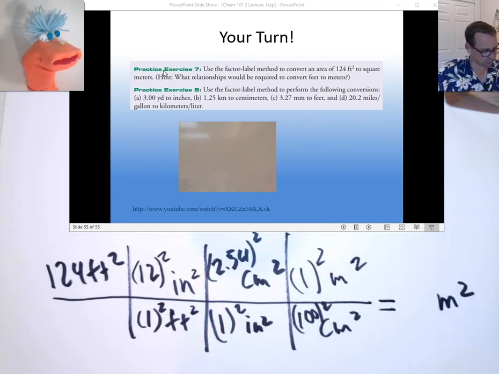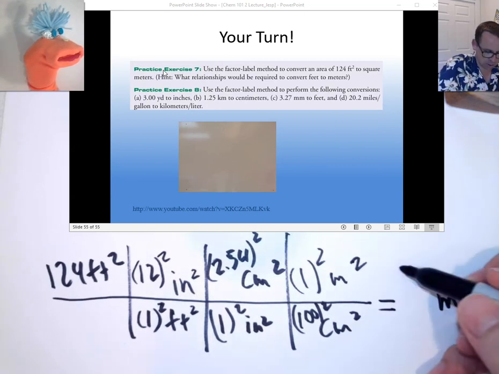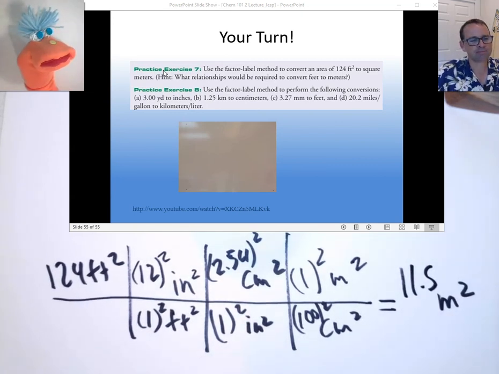Okay, 11.5. That's how many significant digits. So 11.5 meters squared. Good job.